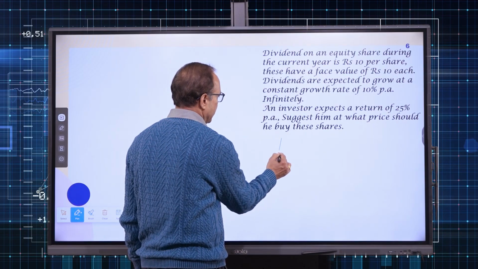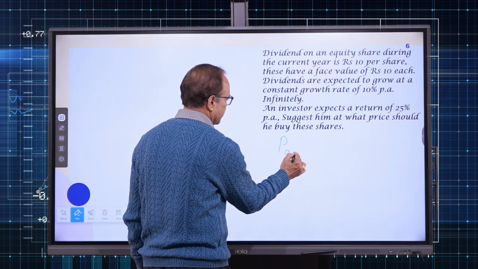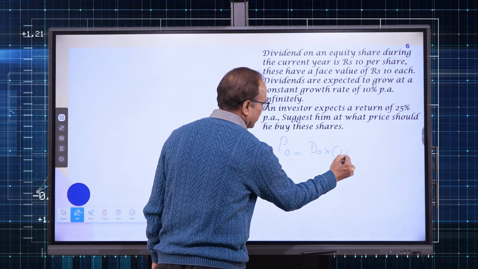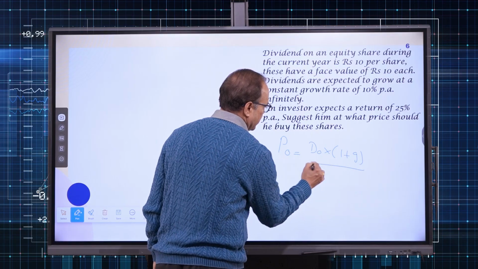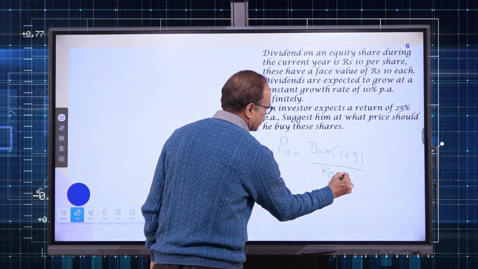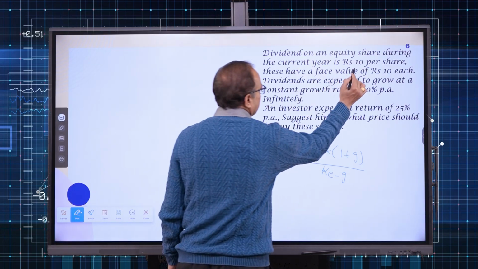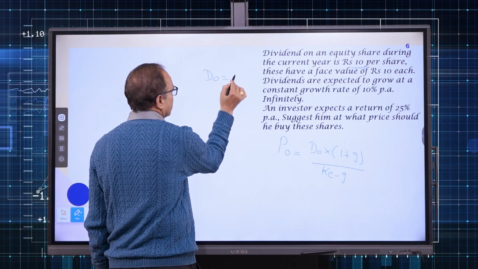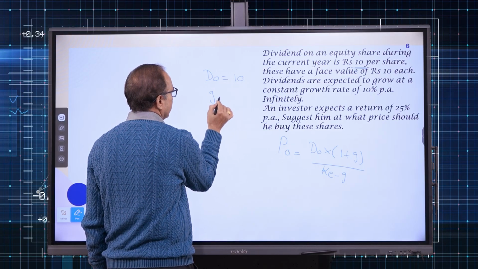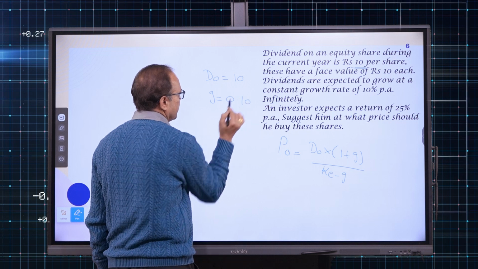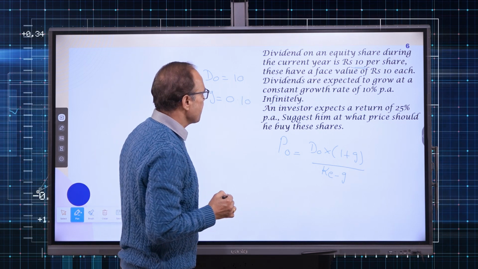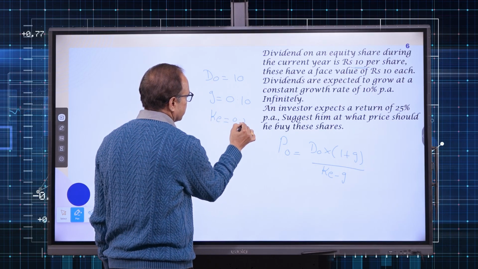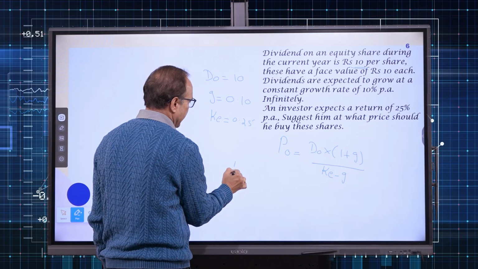So, our formula for valuation of equity shares is P0 is equal to D0 multiplied with 1 plus G divided by KE minus G. So, in this case dividend during the current year is 10. So, D0 with us is 10. Growth given in the dividend till infinity year on year is 10% and KE is 25%.